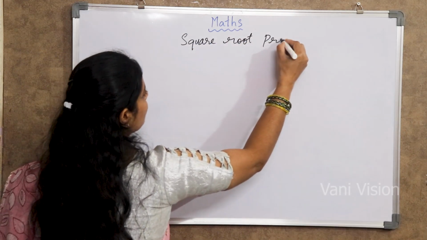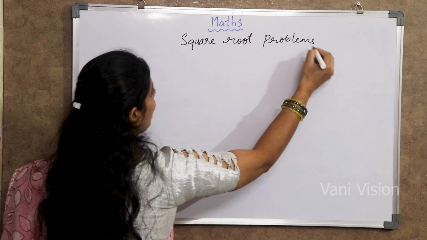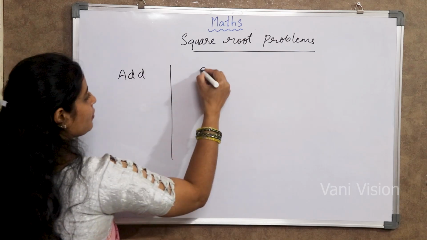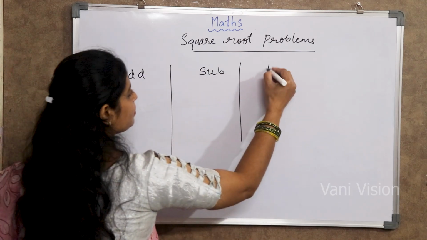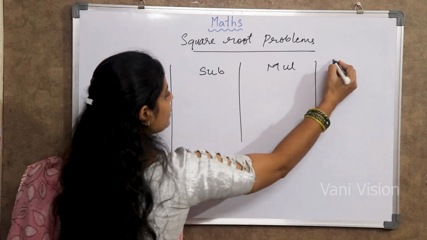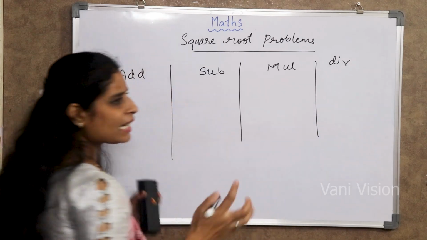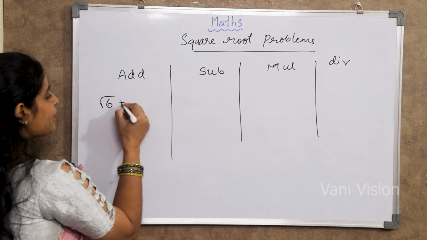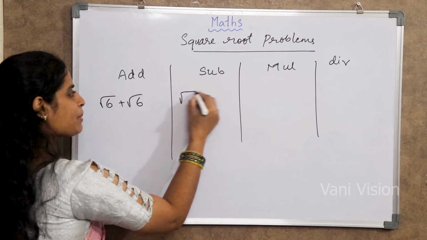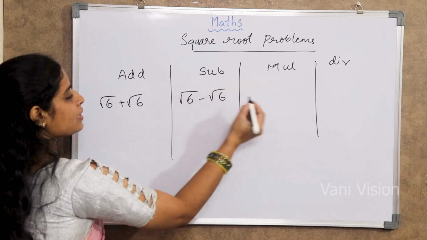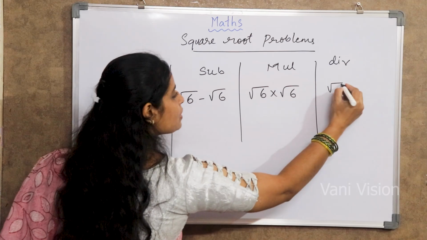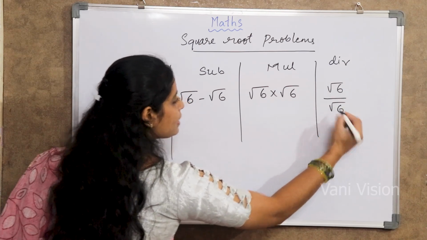Square root problems: how to add, subtract, multiply, divide. There is quite a lot of confusion all the time. So I have taken one example: root 6 plus root 6. The same example, root 6 minus root 6. Now the same example, root 6 into root 6. And now root 6 divided by root 6.